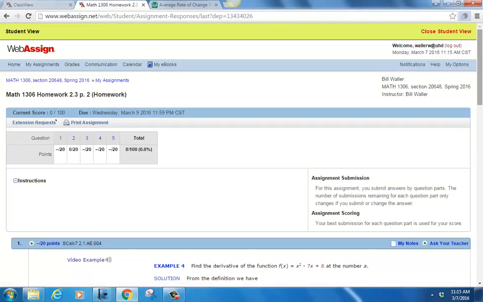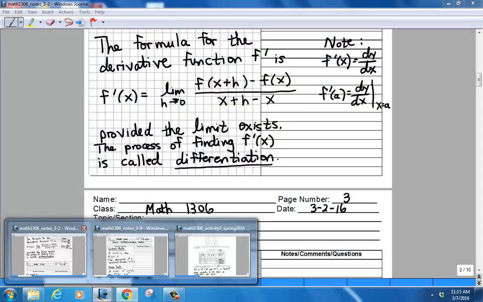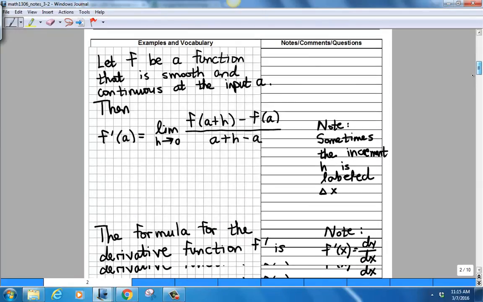By the way, I forgot to mention it, sometimes in the homework, the increment h is labeled as delta x. That's the Greek letter delta. So if you see delta x, that means the same as h in my notes. So don't get confused by that. That just means the increment.